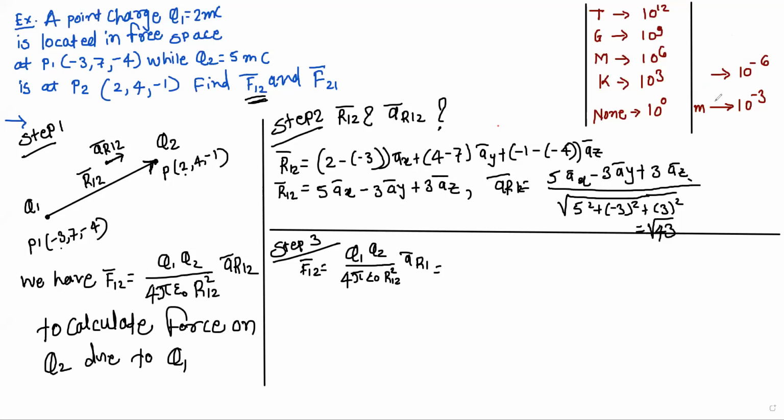Yes. So after milli, we have micro. And then we have nano. For nano, we have 10 raised to minus 9. And then we have pico. For pico, 10 raised to minus 12.